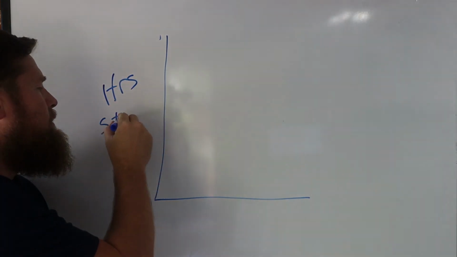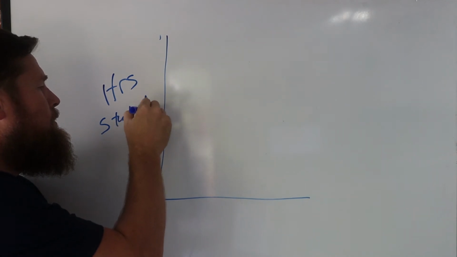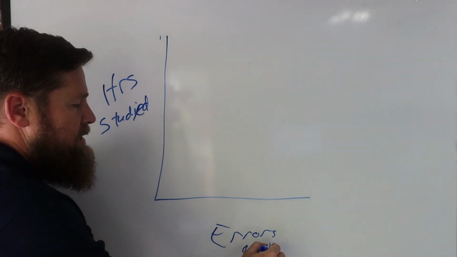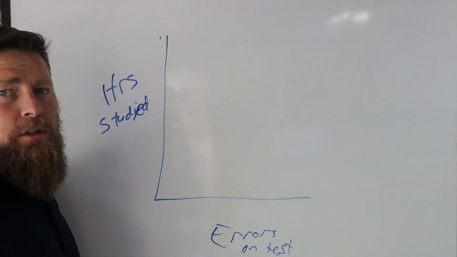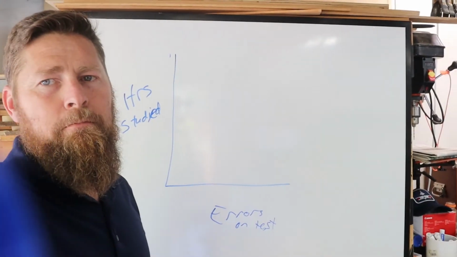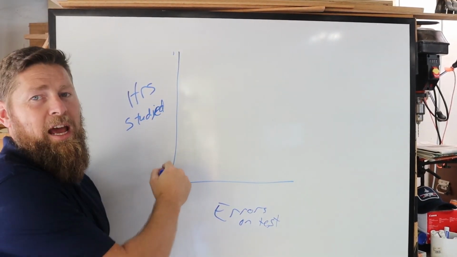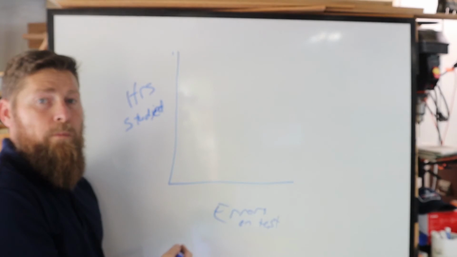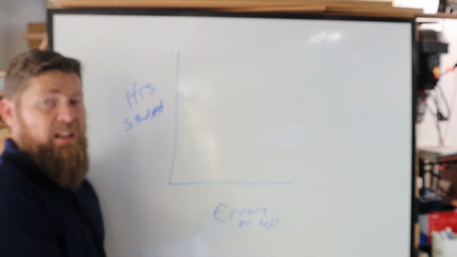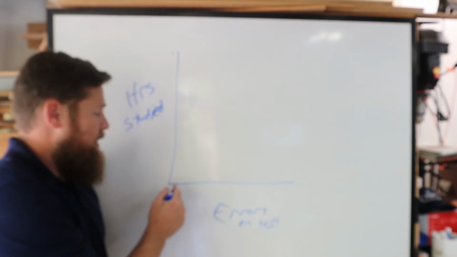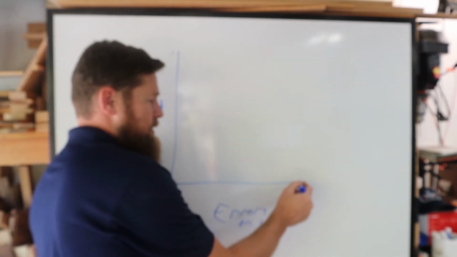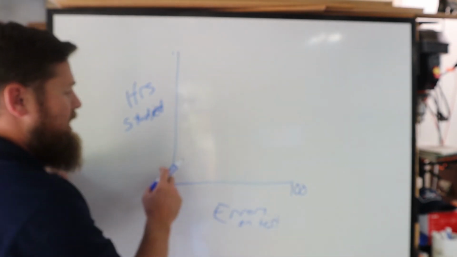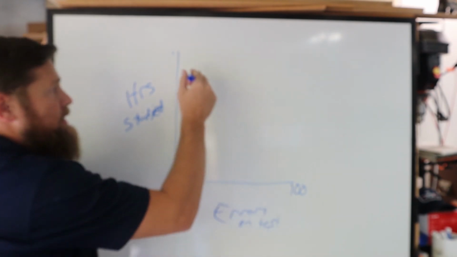Hours studied and errors on test. So, the number of hours studied, as it goes up, what tends to happen to the errors on the test? They tend to decline, right? So here are errors on a test. Here's, let's say, 100% of your answers were errors. Hours studied to errors on the test, it looks like this.